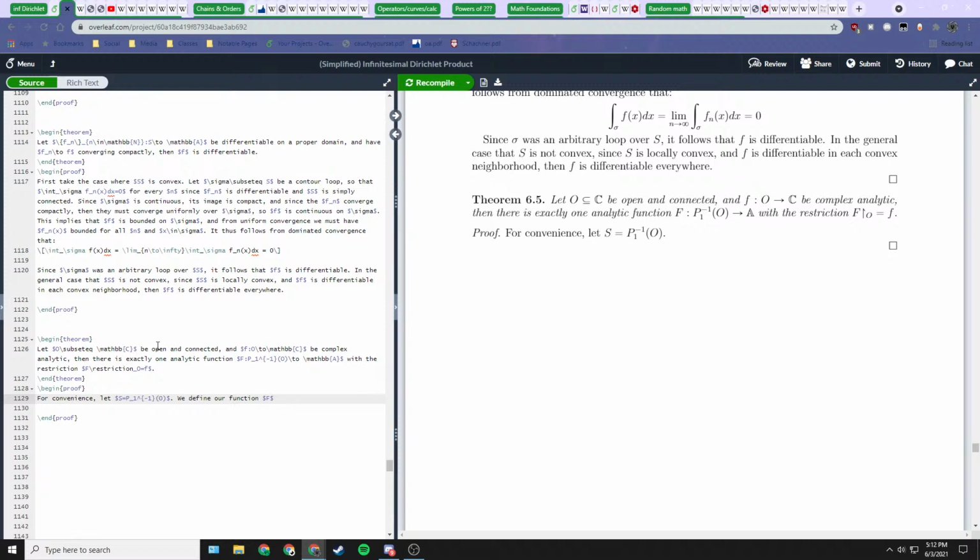We define our function f as follows. f of x is defined as equaling the sum n equals 0 to infinity. It's just a Taylor series: we have little f, nth derivative divided by n factorial, the nth derivative taken at the p1 projection of x, and then we have x minus p1 of x to the power n.